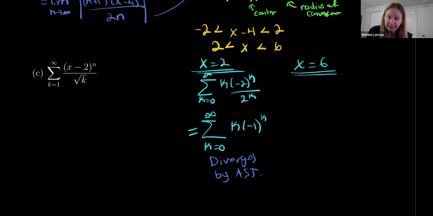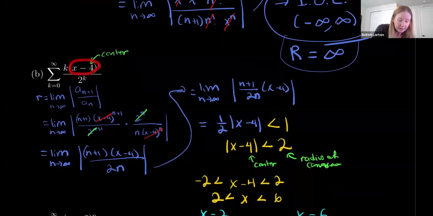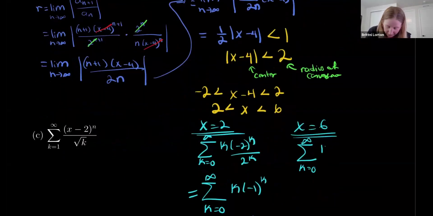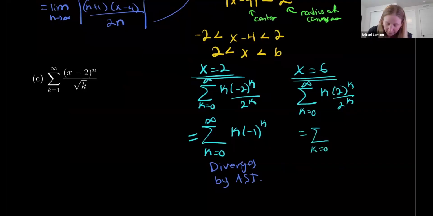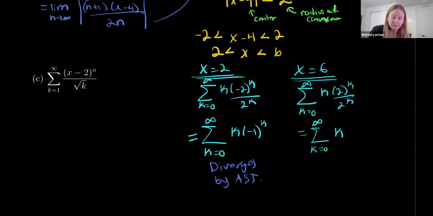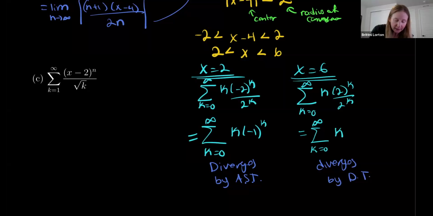Again, test x equals 6. I take that x equals 6 and I plug it into the original. 6 minus 4 is 2. And so I get k times 2 to the k over 2 to the k. Now the 2 to the k's cancel and there is no negative. Sometimes that happens. This one also diverges by the divergence test, because if you were to take the limit as k goes to infinity of this, I get infinity, which is not 0.